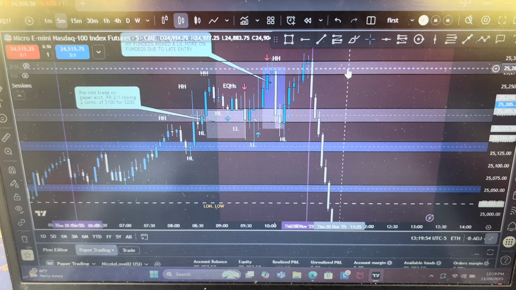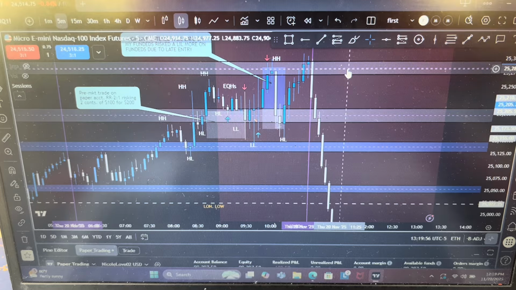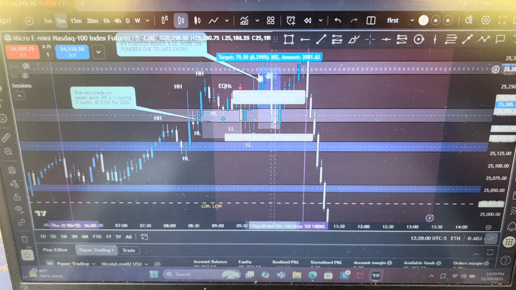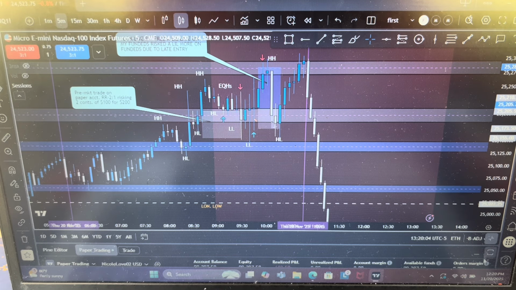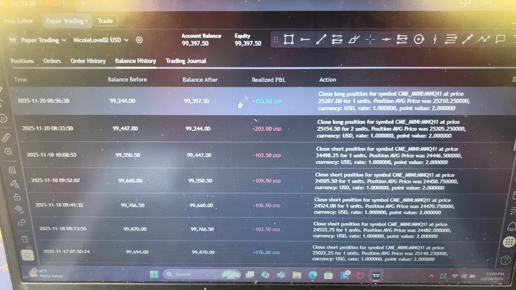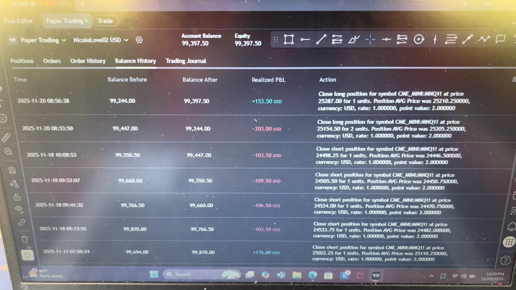So I wasn't too much tripping on that, but today was a break even day, even though we took a W on our paper account and actually made $153. Hold on, let me show you. Go to the history. So yeah, we made $153 on that trade. It played out.